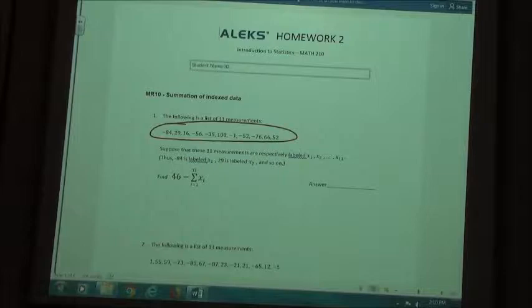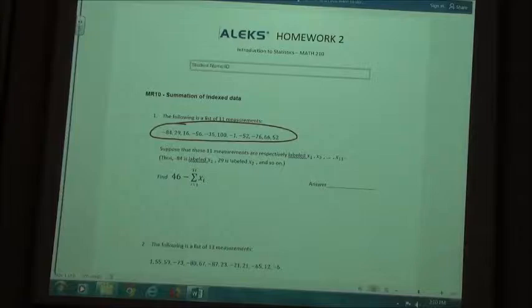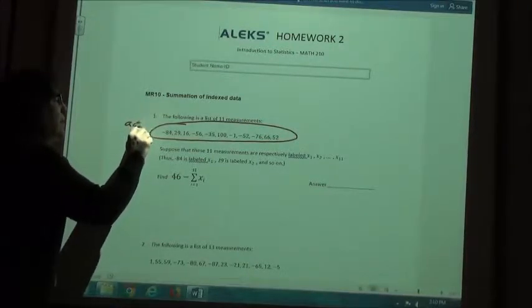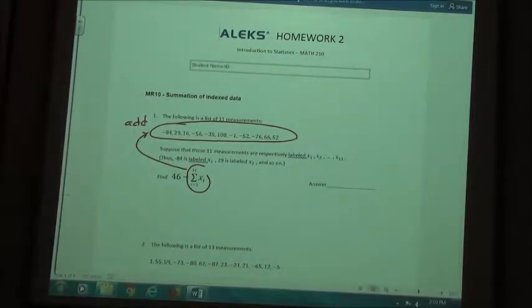So you're going to take negative 84 plus 29 plus 16 plus negative 56 plus negative 35 plus 100 plus negative 1, negative 52, negative 76, 66, and 52. So punch all of that into your calculator.